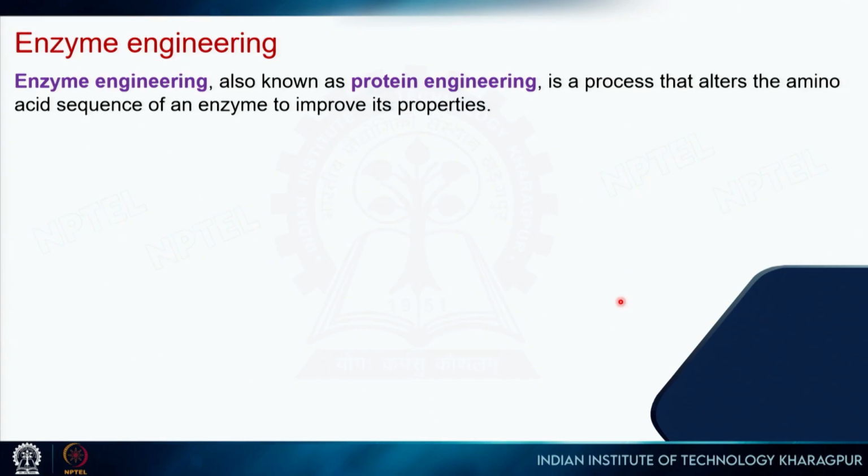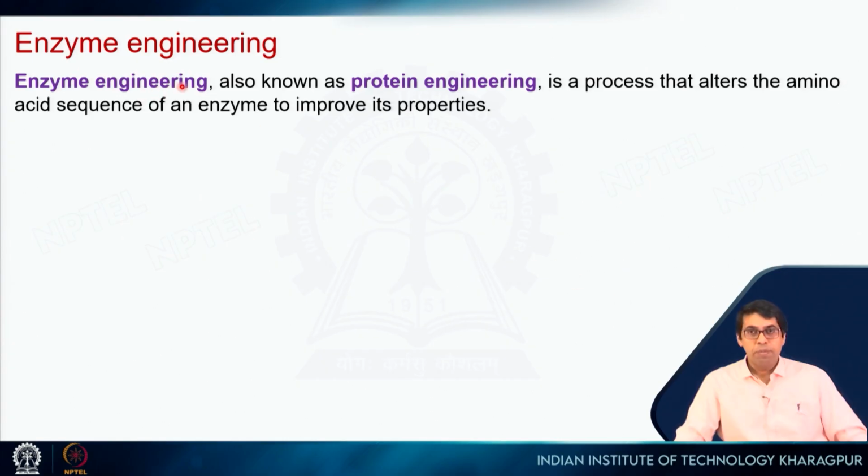So, what is enzyme engineering? Let me make one thing clear first, that enzymes can be both proteins and RNA. We have already seen some examples where RNA can have catalytic activity, right. But in this lecture I am going to focus only on proteins. So, here by enzyme engineering I also mean protein engineering. This is a process that alters the amino acid sequence of an enzyme to improve its properties.